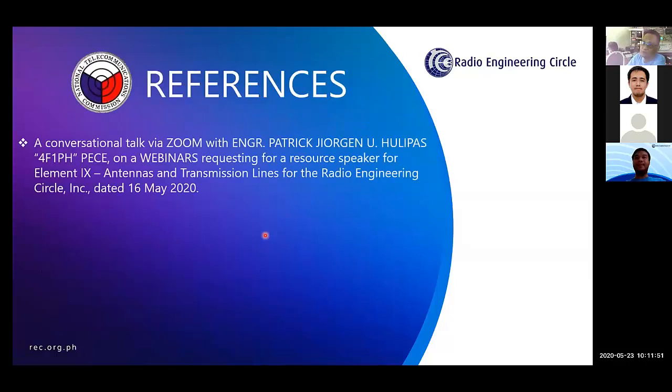As for this reference, before we go on, for Engineer Patrick, 4F1PH together with the chairman, Sir Hard, requesting for a resource speaker for an element 9. Okay.